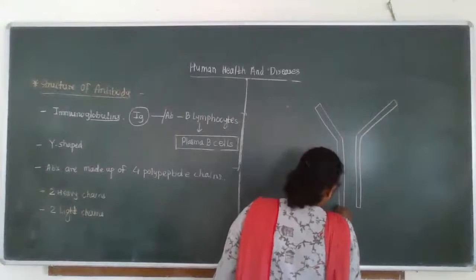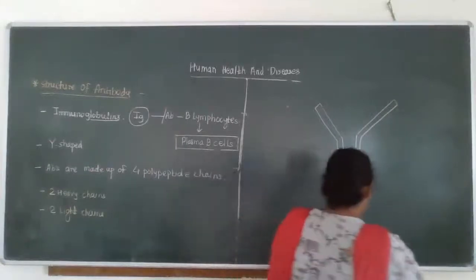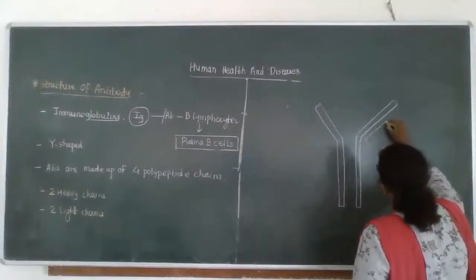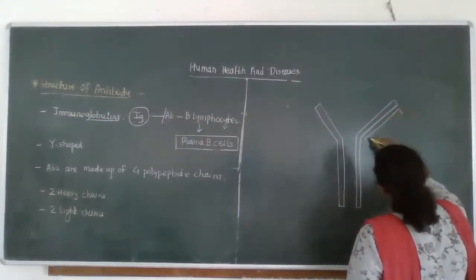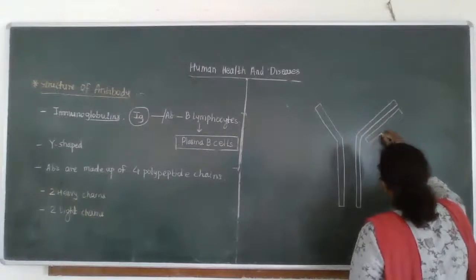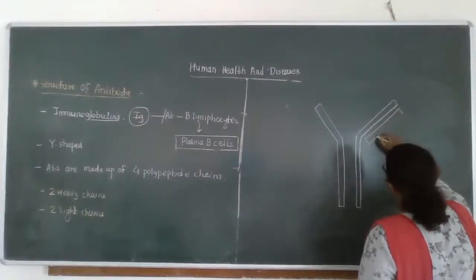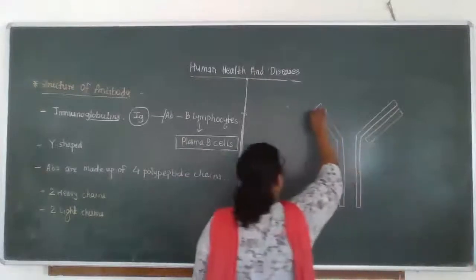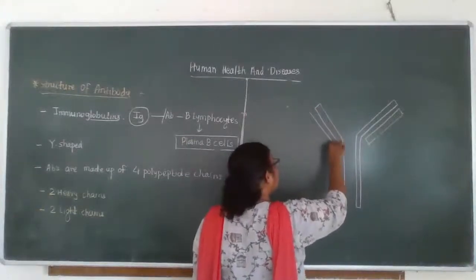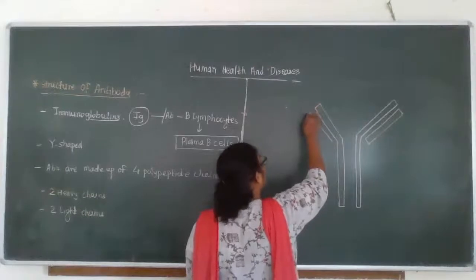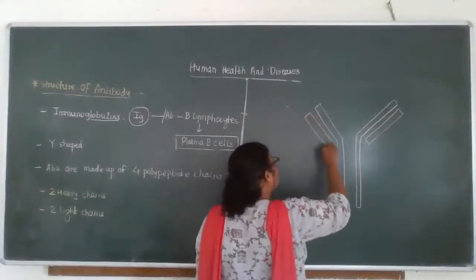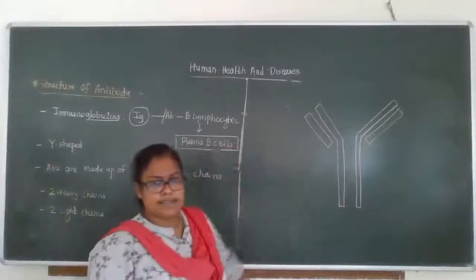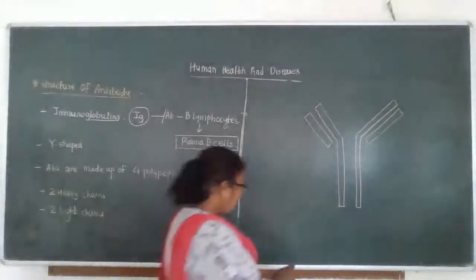Just to its outer side, here is another one. So what I have drawn with the white chalk, those are the heavy chains. And with the yellow chalk, these are the light chains. So majorly this is the structure.